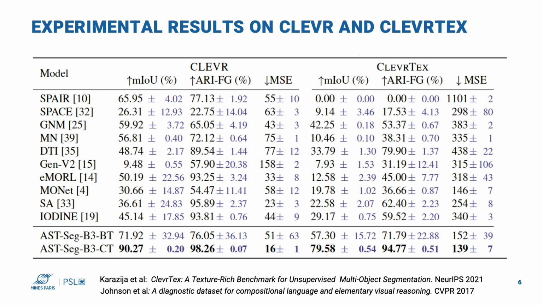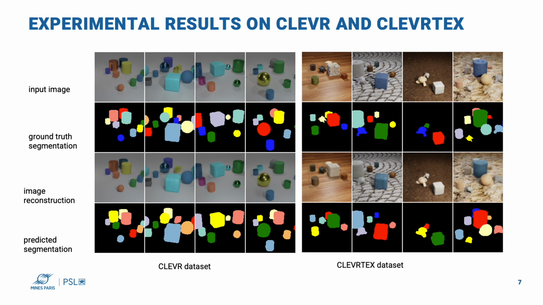This table shows the results of the proposed model on the CLEVR and CLEVRTex datasets, which can contain up to 10 objects per scene. We observe that the proposed model significantly outperforms the state-of-the-art. This slide shows some examples of unsupervised object segmentation on the datasets CLEVR and CLEVRTex.